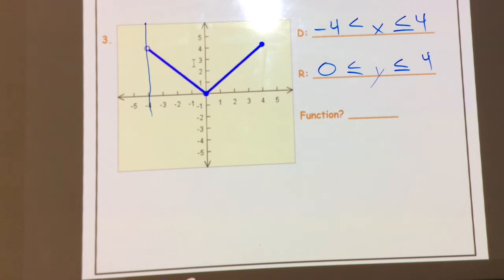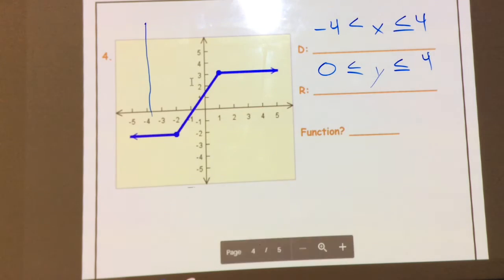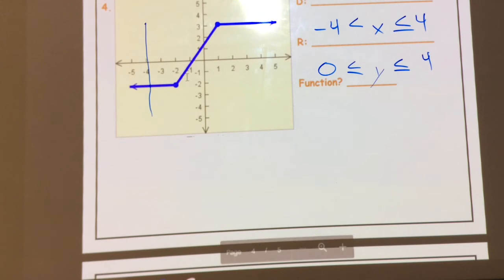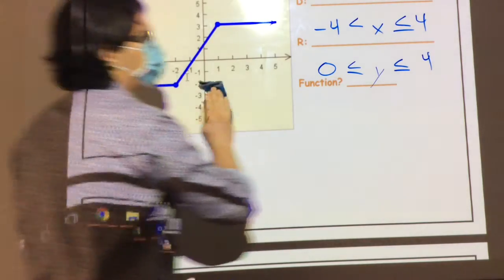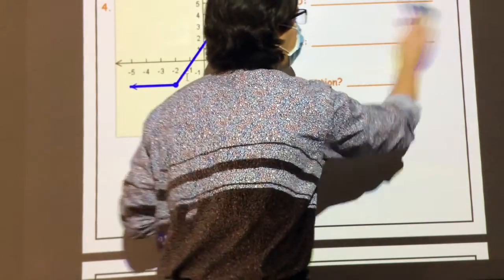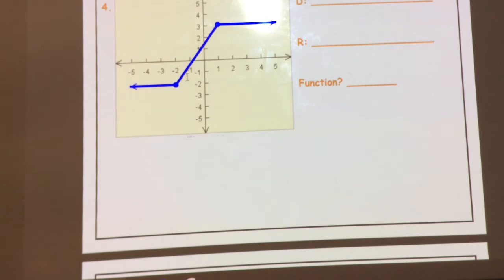Let's try one more. I think I have 1 or 2 more, and then we're going to do a couple word problems. All right, here we go. Let's talk about this one. Let's do domain first. Anybody want to take a shot at my domain here?